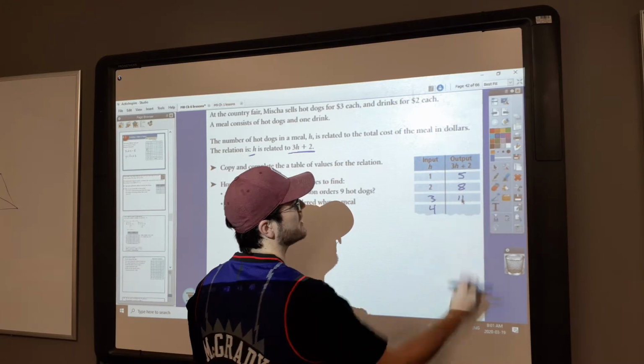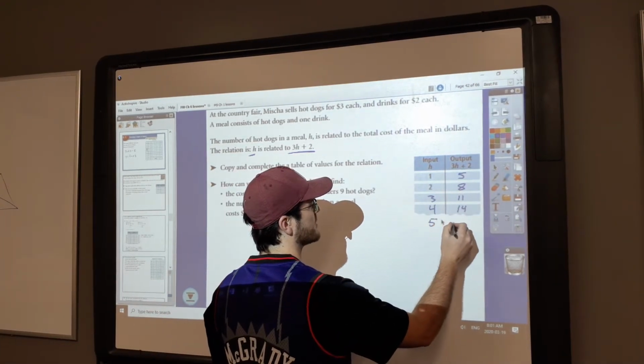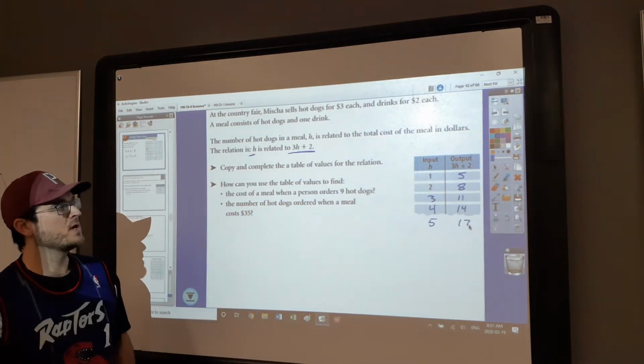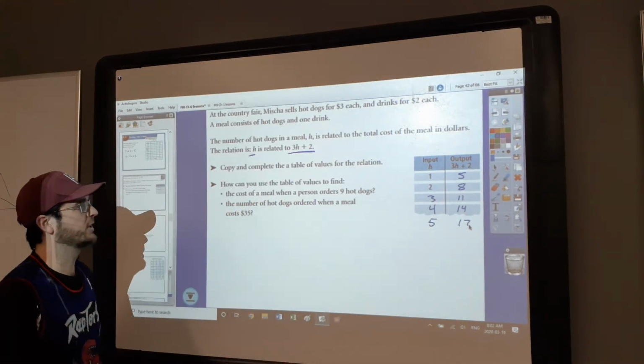Now if you look at this, you can see that there's a pattern. It's going up by 3 every time. So if I had to keep this going, it wouldn't be hard to just add 3 every single time. Okay, so we're going to deal more with what's happening here in our table a little bit later on.